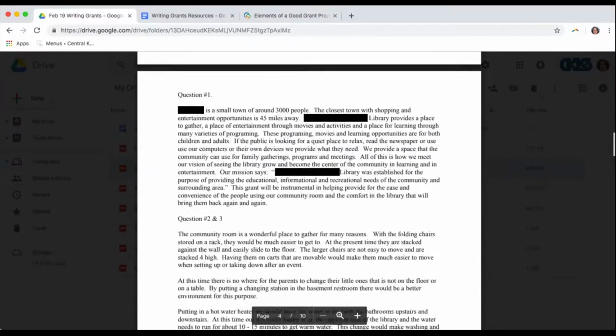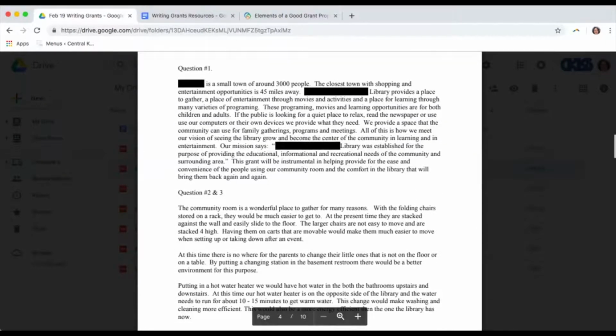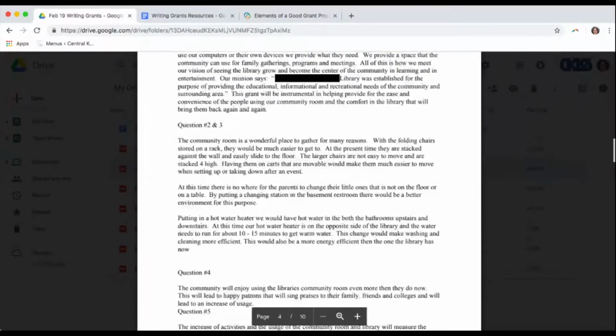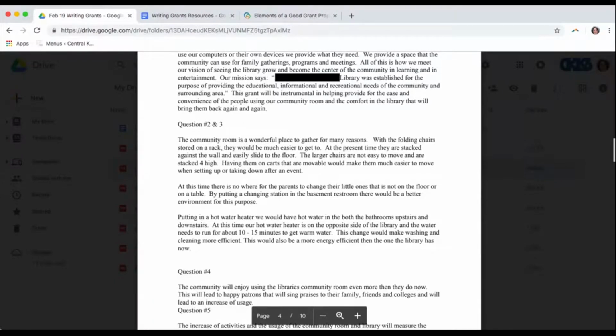Okay, so here's the supporting documentation. One thing I don't like about this grant is that it combined answers, and some of those answers kind of merge together. For clarity from the grant committee's point of view, this made me have to switch back and forth. Okay, what's 2 and what's 3? I had to go back and look.